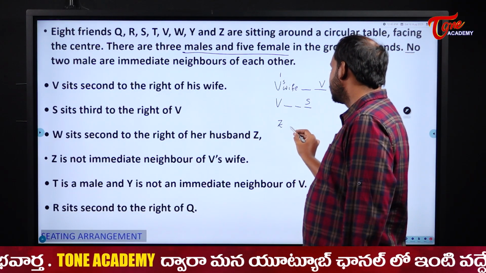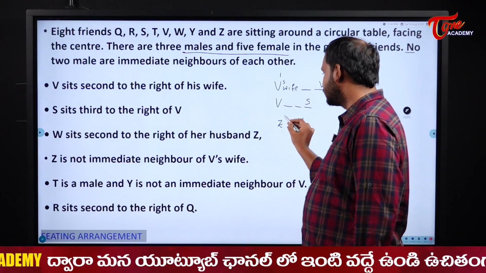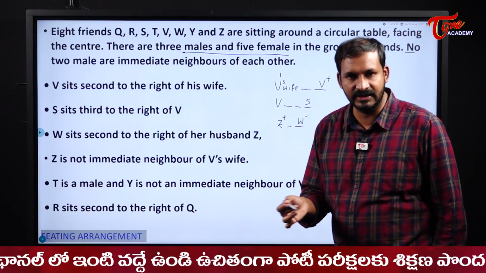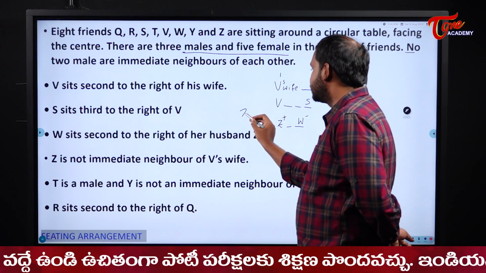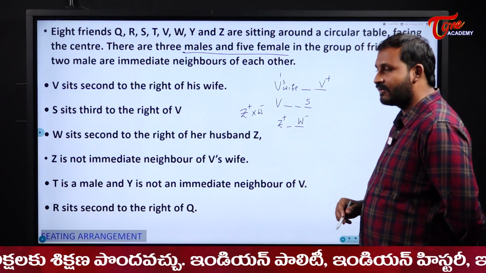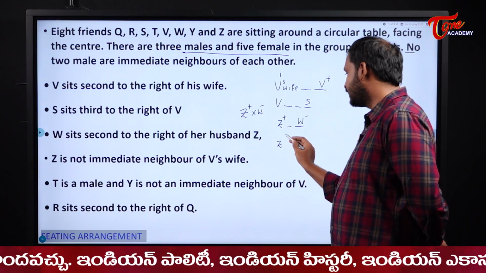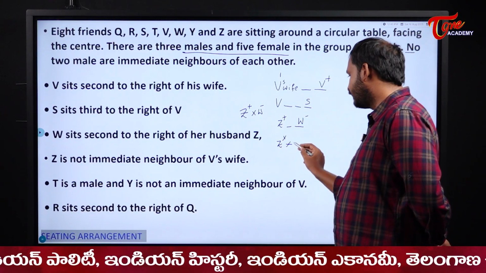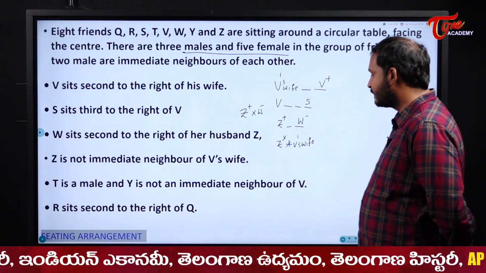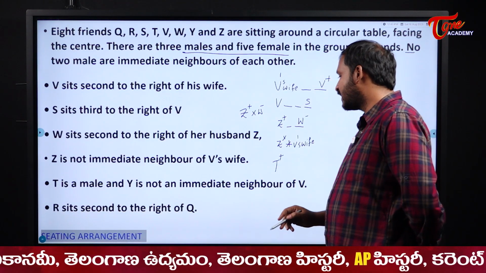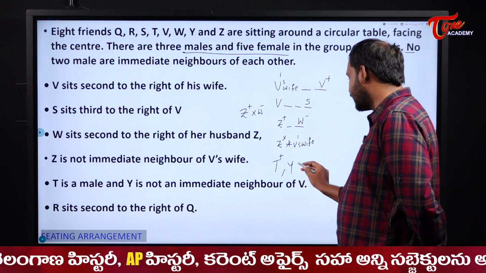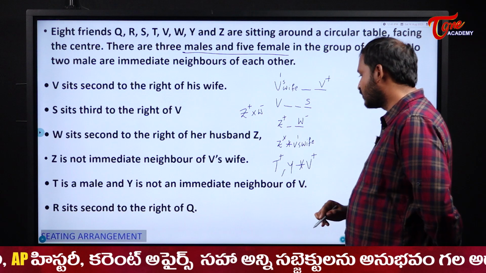So, Z is there, W is there. Z is a male, this one is female, V is male, right? Understood. Why? Because V's wife means V is male for us. And they told that Z and W are couples indirectly. Okay, Z is not an immediate neighbor of V's wife. Z and V's wife are not neighbors. Next, T is a male. And Y is not an immediate neighbor of V.